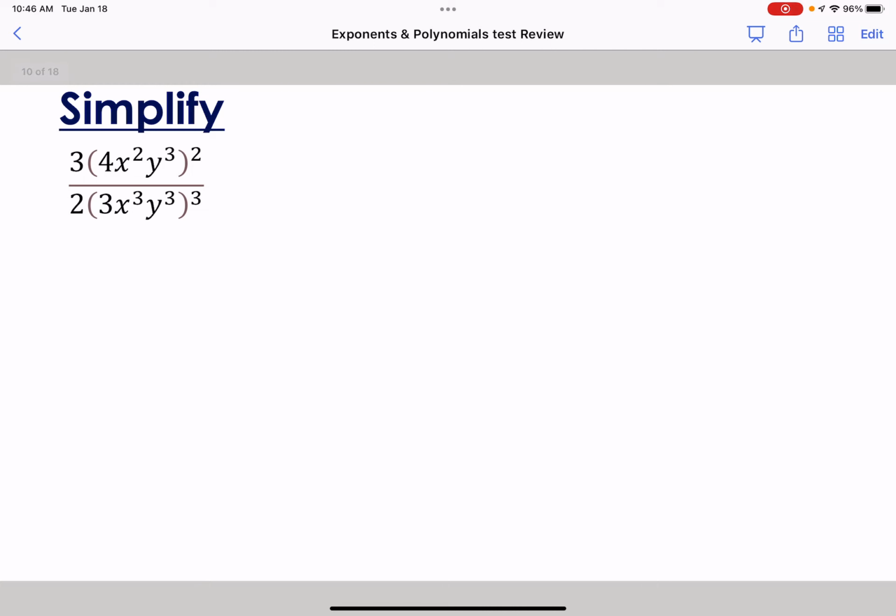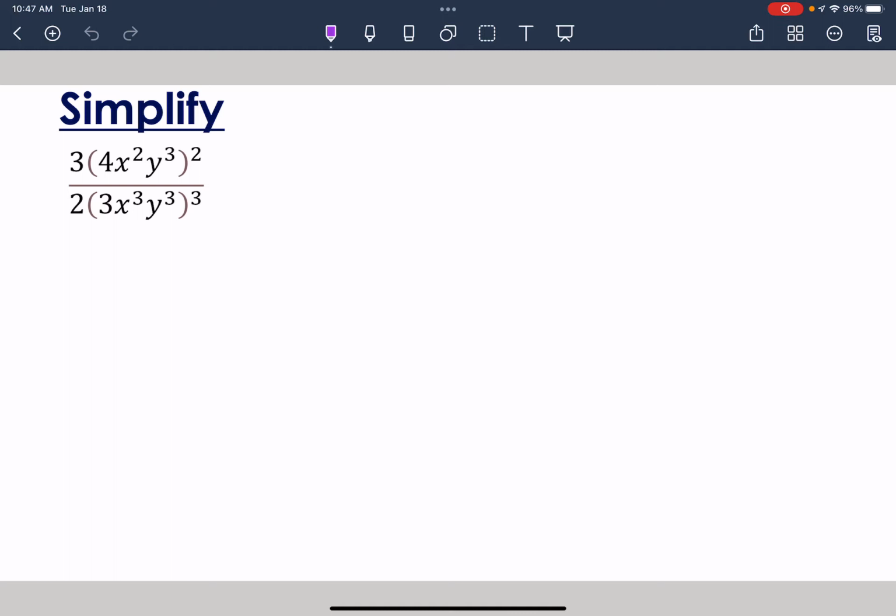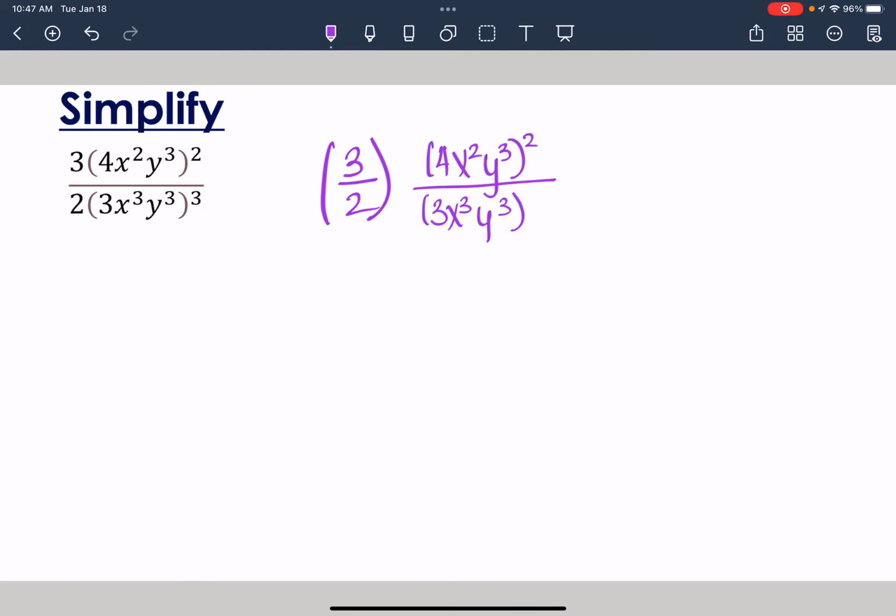So here's a question that's similar to something you may see on the test. So let's try simplifying this. So we have 3 times 4x squared y cubed squared over 2 times 3x cubed y cubed cubed. So this is one where you have to use our exponent rules. So let's pull out the coefficients we have in front and work with that first. So we have 3 over 2, and then we have everything with exponents. So we have 4x squared y cubed squared over 3x cubed y cubed cubed.